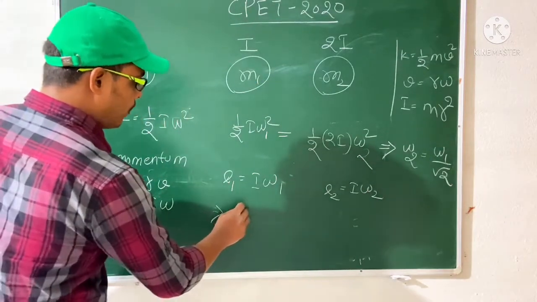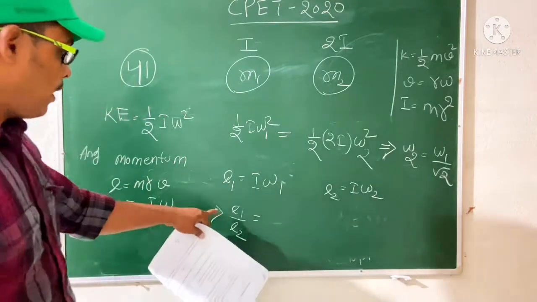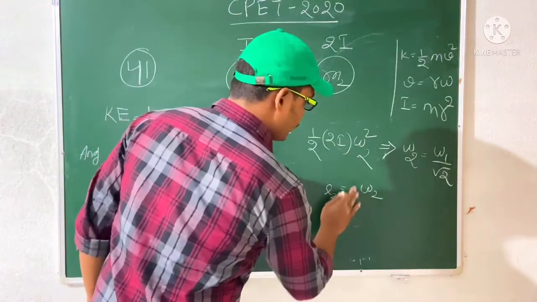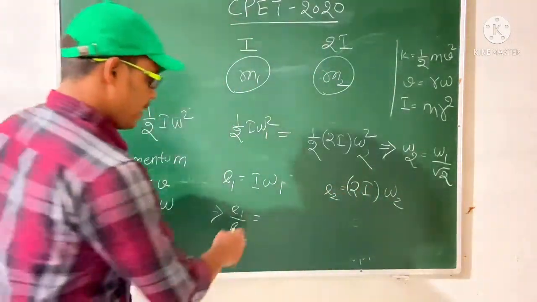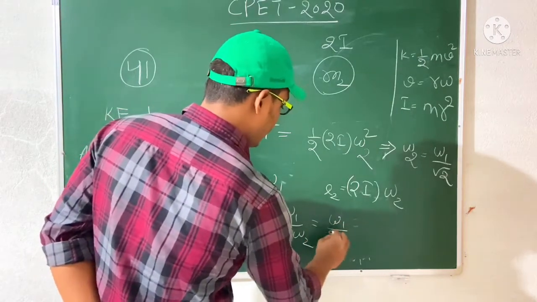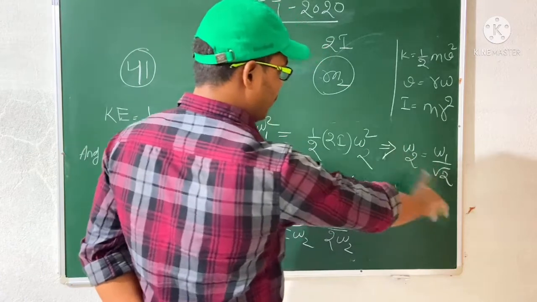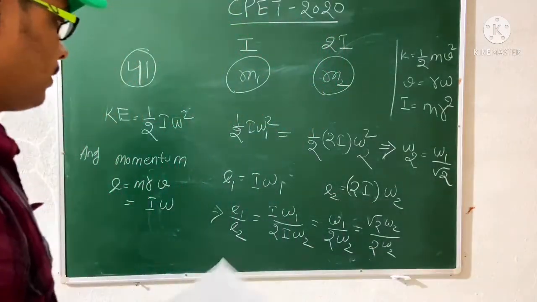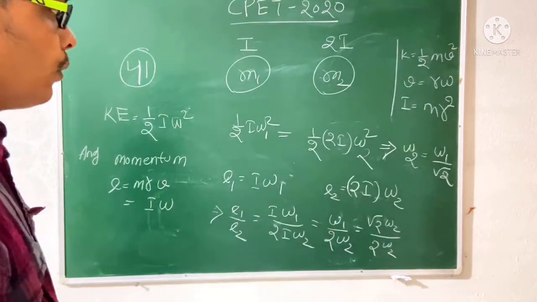Now we have to find out L1 by L2, because this will give us the ratio. What is their angular momentum ratio? Angular momentum is I omega, kinetic energy is half I omega square, one moment of inertia is I and the other is 2I. Sorry, the second moment of inertia is 2I, so L1 by L2 is I omega 1 by 2I omega 2, which is nothing but omega 1 by 2 omega 2. What is omega 1? That is root 2 omega 2, divided by 2 omega 2. So omega 2 equals omega 1 by root 2.